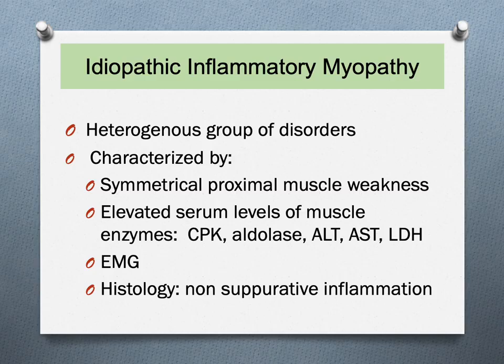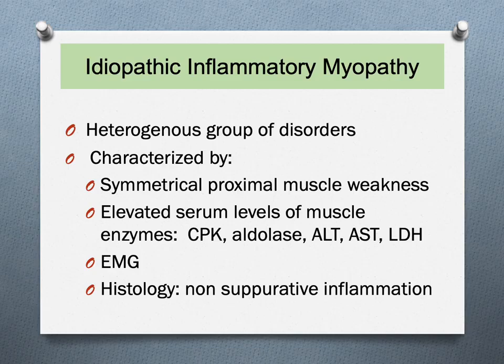EMG-NCV, on the other hand, is good for localizing the lesion, while biopsy is needed to distinguish one type of myopathy from the other. It is very important that we choose the muscle that is clinically symptomatic but generally not too weak.